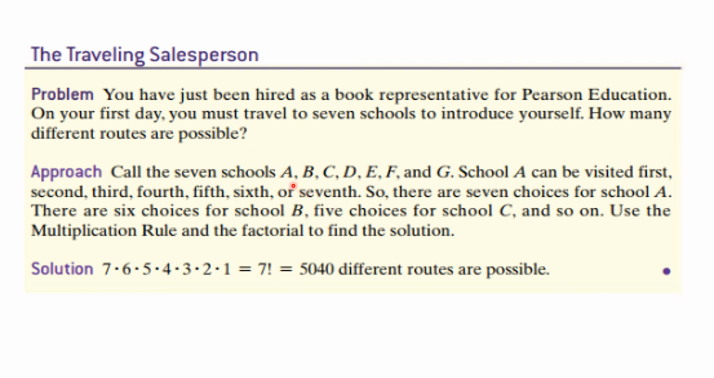Well, you call the schools A, B, C, all the way up through G. That's 7. And you can think about the ways that you can visit them. So there are 7 ways you can visit the first school. And once you've visited there, you don't have to go again. So there's 6 times 5 times 4 times 3 times 2 times 1. 7 factorial, there are over 5,000 different routes possible here.